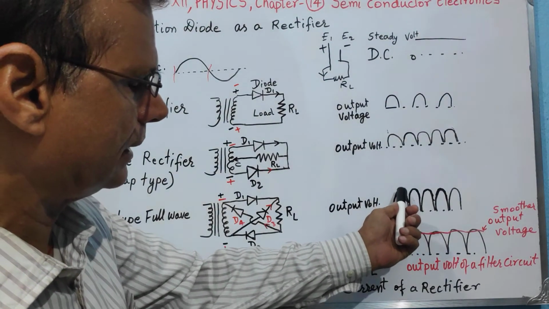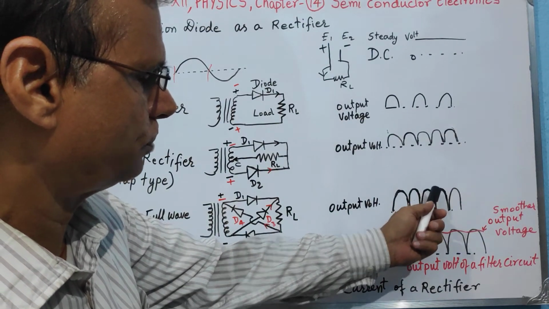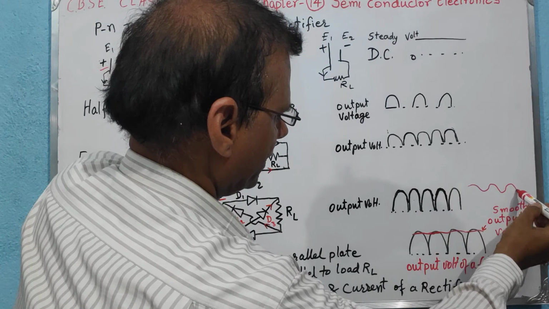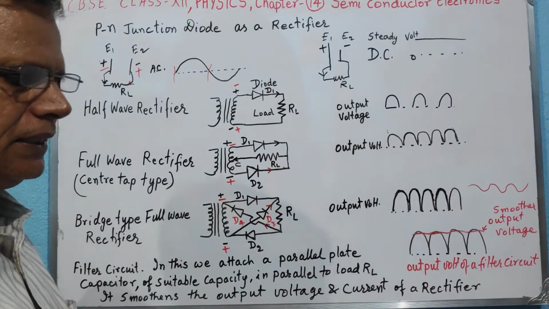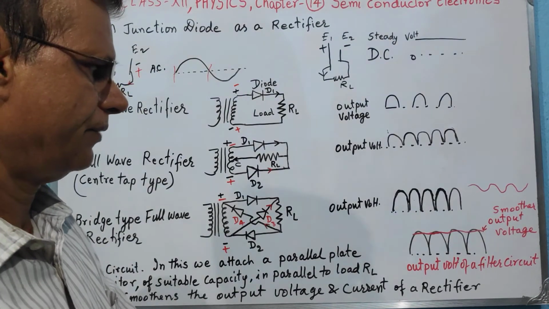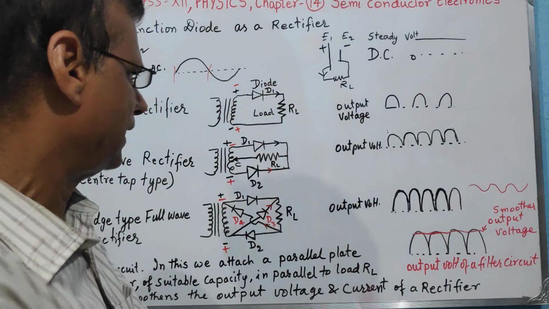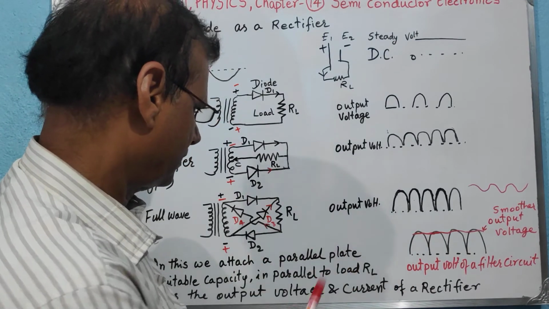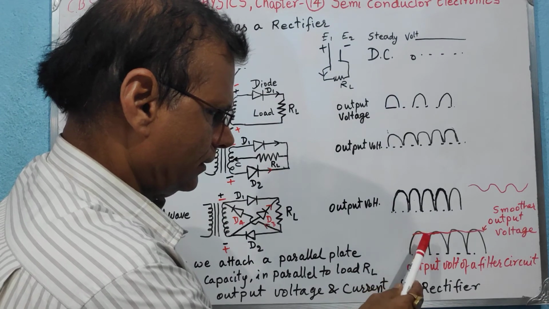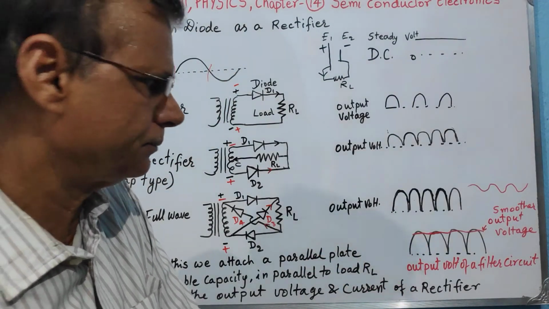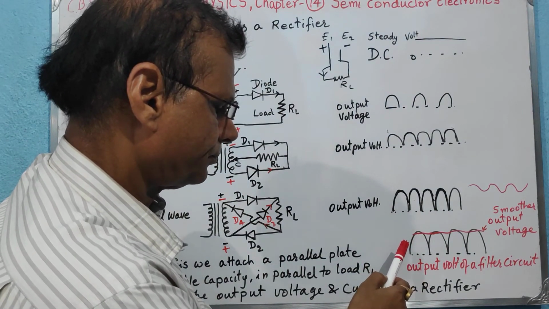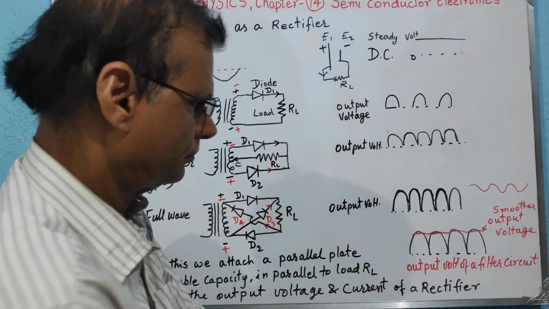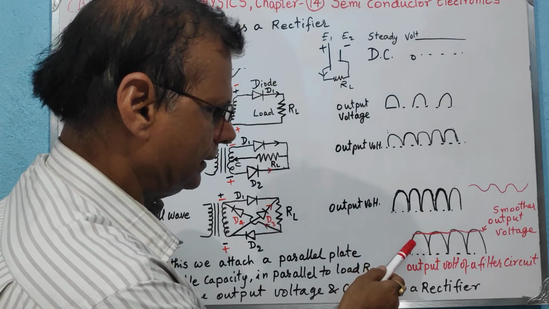Now you can still see that there are bumps in the voltage output. That means the voltage is very bumpy, and that is not desired by any device. It needs a smooth input current, and for that we use a parallel plate capacitor attached in parallel to the load. So when the high voltage is supplied by the rectifier circuit, the capacitor absorbs some of the energy and reduces the peak of the output.